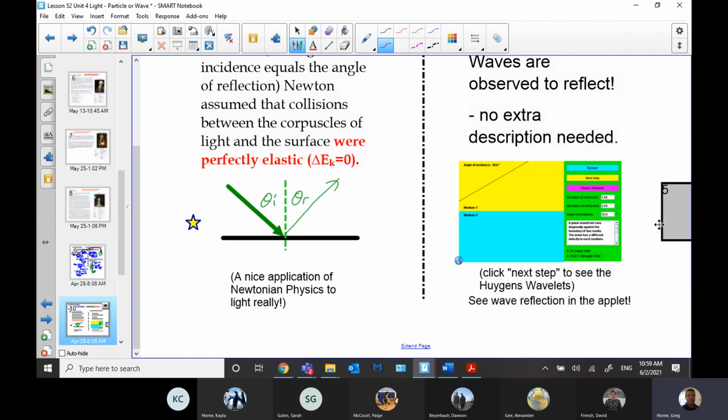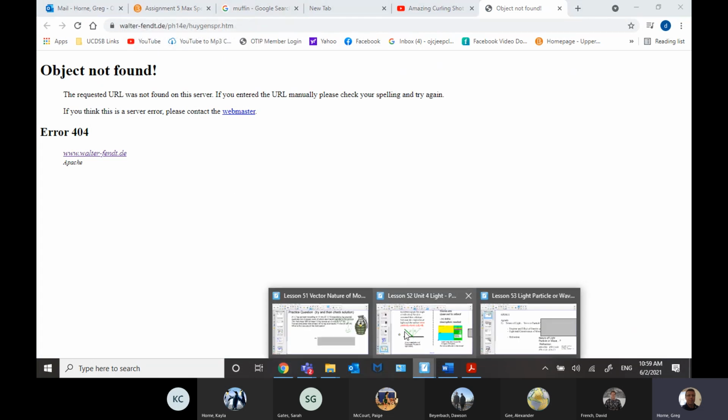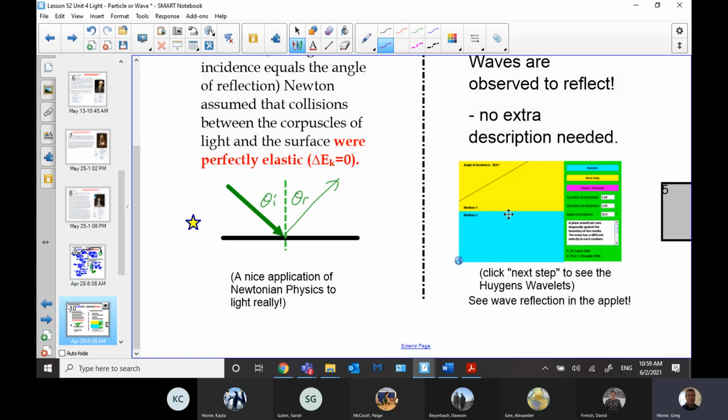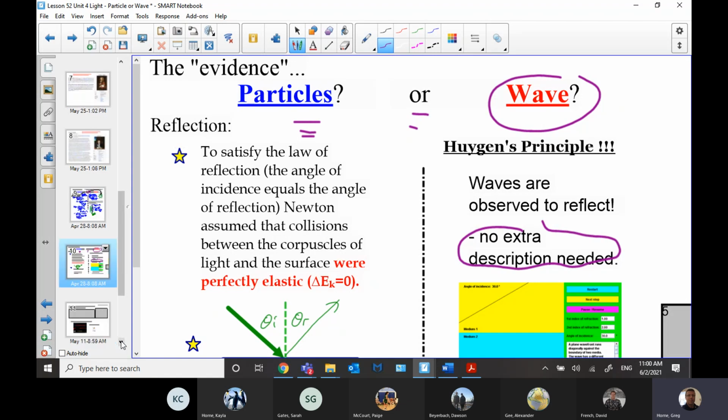In the next step, you can see the Huygens wavelets, I guess. I'll click on it. Object not found, of course. Flash doesn't work anymore. But we get the idea, right? We've seen this lots of times. We send waves like this and they reflect out, from our own experience in grade 11. So really, with no extra thought or description needed at all, I kind of feel like this one might be waves winning out, but actually both are pretty good at it, right? So we're not really saying it has to be a particle or a wave yet, even at this stage, as we're analyzing through different properties.